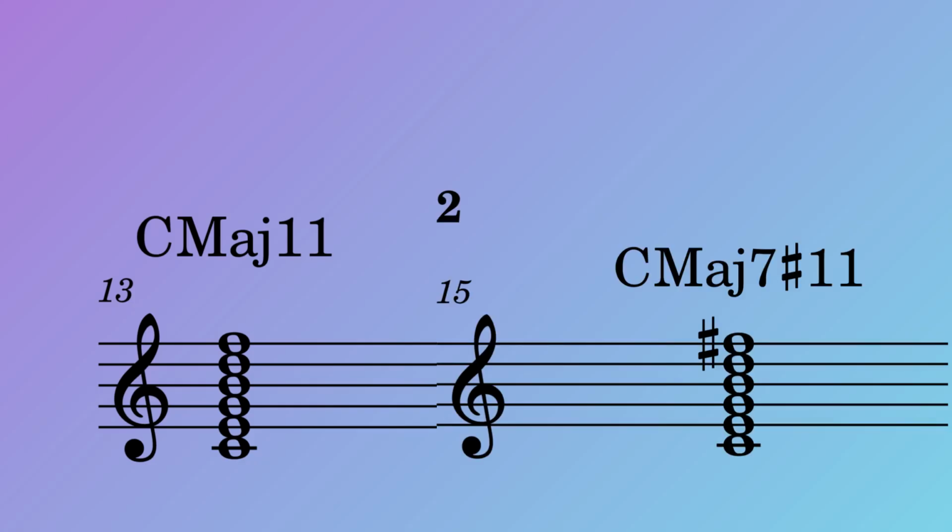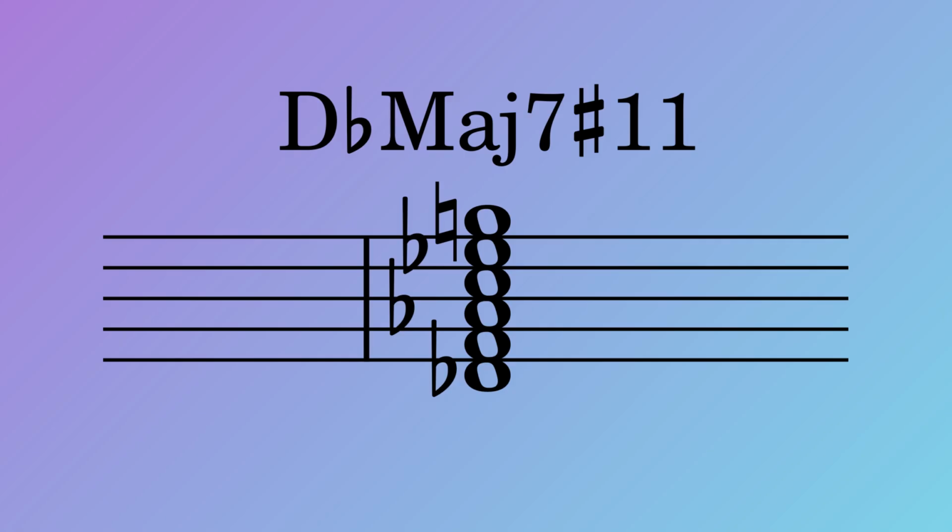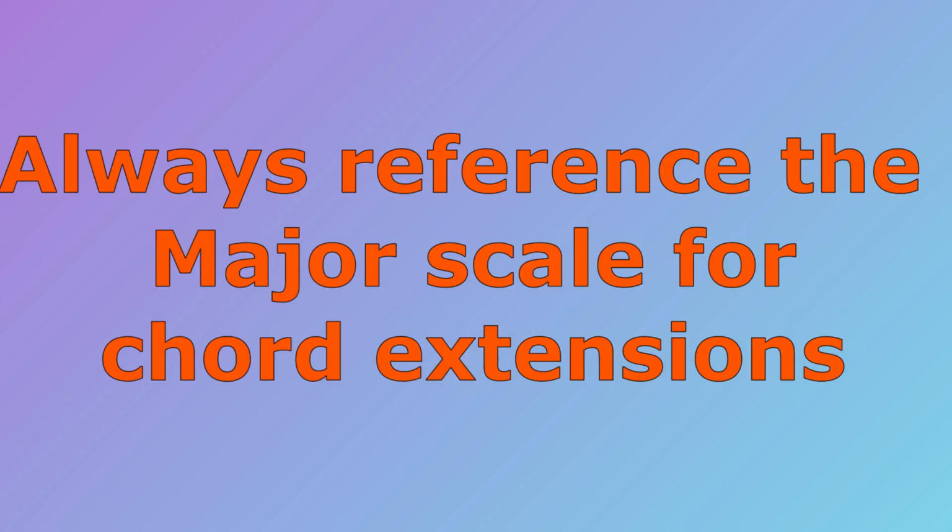Sharp in this context refers to raising the note a half step, not literally putting a sharp on it. So for the C major 7 sharp 11, the 11 is F, so the sharp 11 is F sharp. For a chord like D flat sharp 11, however, the 11 is normally G flat, so the sharp 11 is G natural, not G sharp. Any accidental added to your chords will be in reference to the major scale of your respective chord.